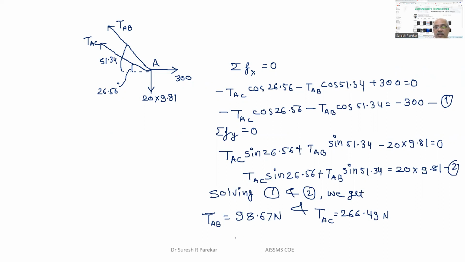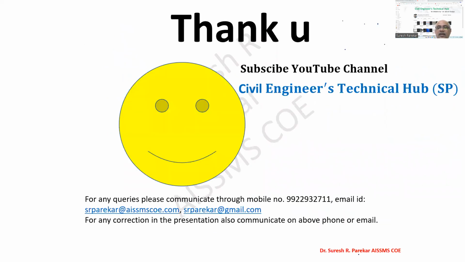So these are the forces in cable AB and cable AC. Actually, we solved first for AC because by solving this, the first value is of AC and the second value is of AB. So now in this way, you have to go through the problems of the cable. So now we will stop here only. Thank you.